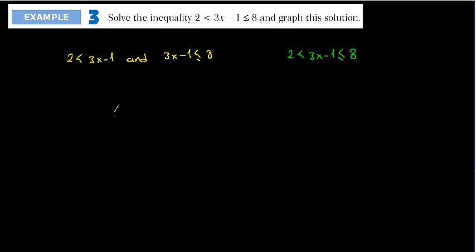Now, in both operations, when you are solving, you need to send the -1 to the other sides. If you send it to this side or to this side, it's not going to change.